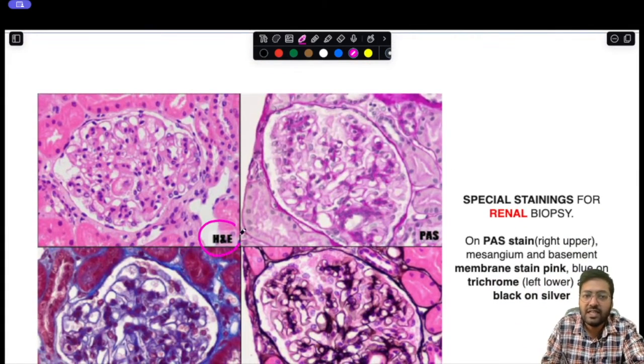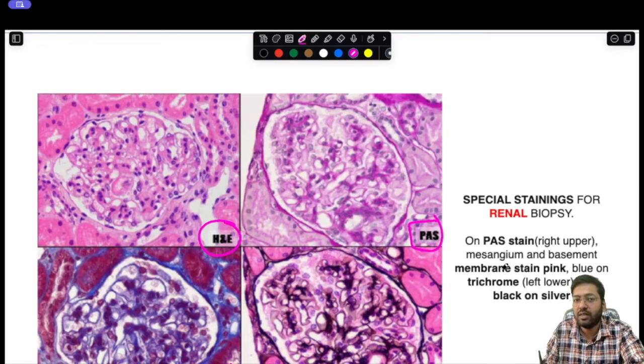As you can see, this is the H&E stain. Over here we have used the PAS stain, number 3 the trichrome stain, wherein the basement membrane and the collagen are stained blue, and here is the silver stain wherein the basement membrane and the mesangial matrix are stained black in color. Okay, as you can appreciate over here.